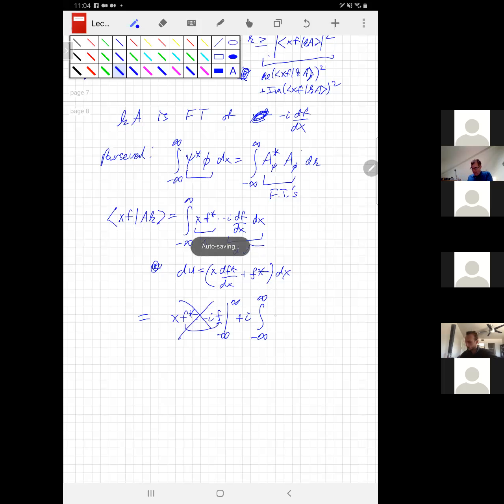So we're going to have f star plus xf df star dx, whole thing multiplied by dx.